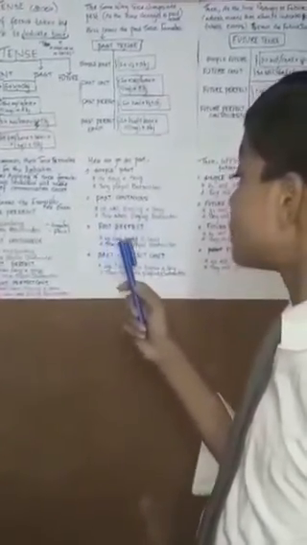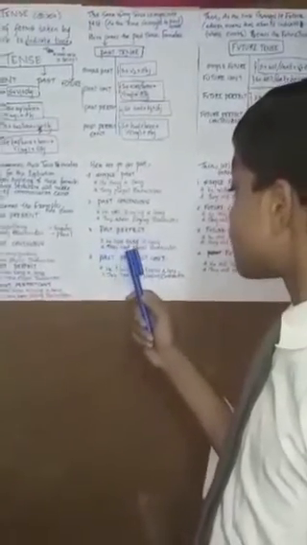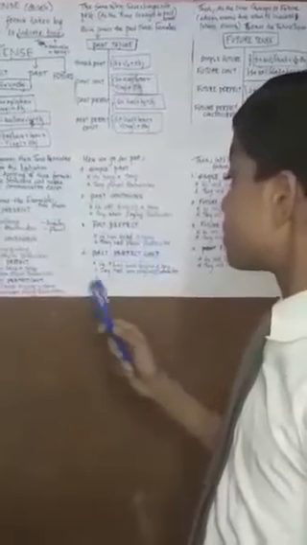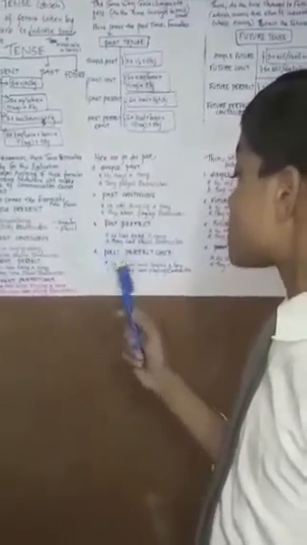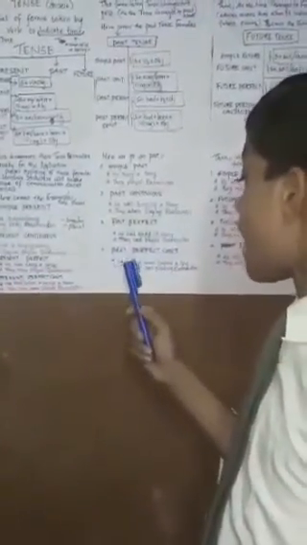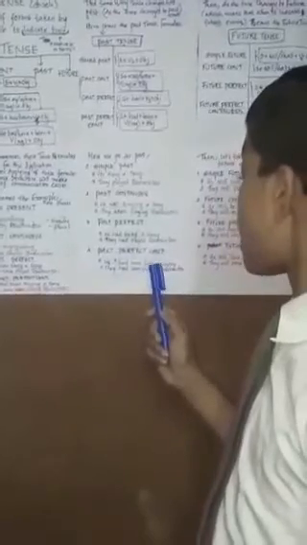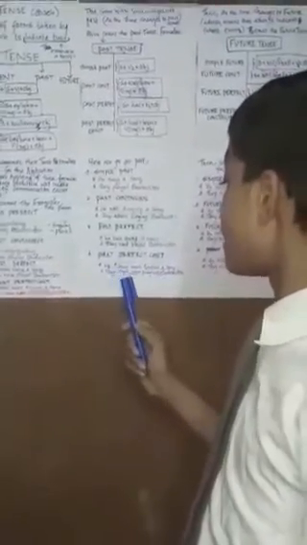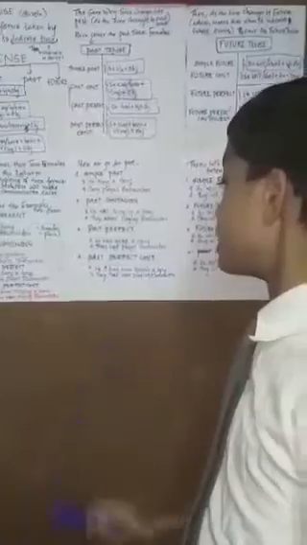Third, past perfect. They had sung a song. They had played badminton. Fourth, past perfect continuous. He had been singing a song. They had been playing badminton.